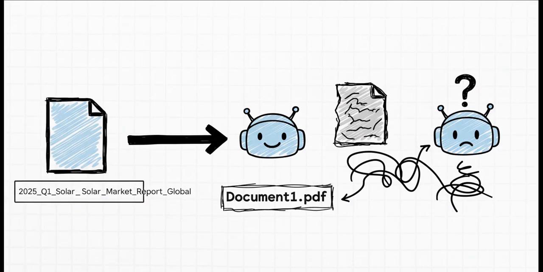Now this is so important, and people miss it all the time. The context for the AI begins before it even opens the file. I'm talking about the file name. A super descriptive name like, say, 2025_Q1_solar market report _global gives the AI a ton of context right away. It helps with understanding, it helps with citations, but a name like document1.pdf, that tells it absolutely nothing.